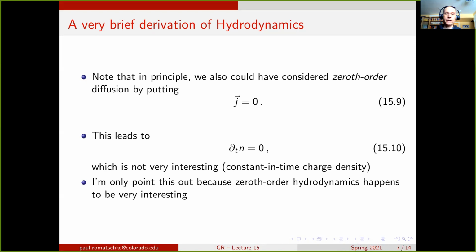So while this is not very interesting for the problem of diffusion, I'm pointing this out because when we talk about actual hydrodynamics or the dynamics of fluids, 0th order gradient expansion happens to be an interesting approximation.